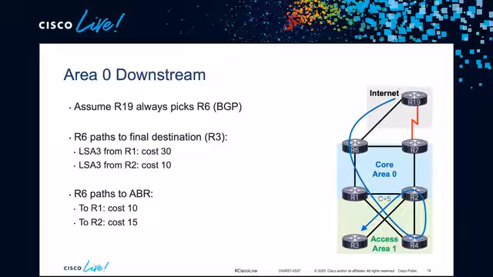But in order to find the actual path, we need to also compute what is R6's path within Area 0 to get to each ABR. To get to R1, it's a cost of 10 because they're directly connected, and to get to R2, it's a cost of 15 because it would go R6 to R1, R1 to R2. The reason R6 doesn't go through R7 is because that cost is 20, which means it's greater.